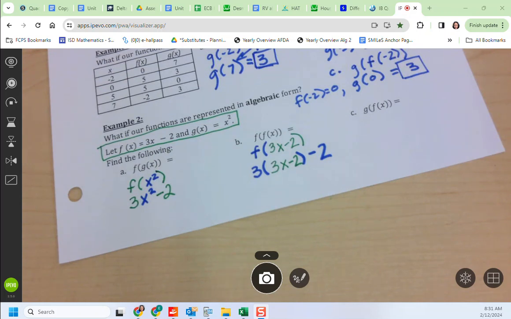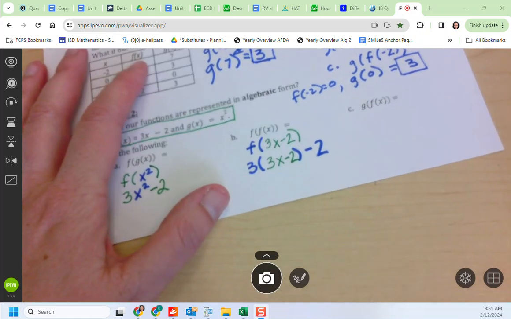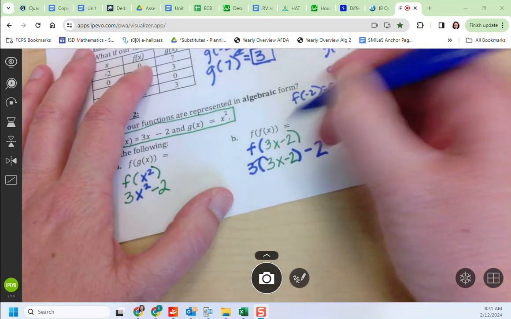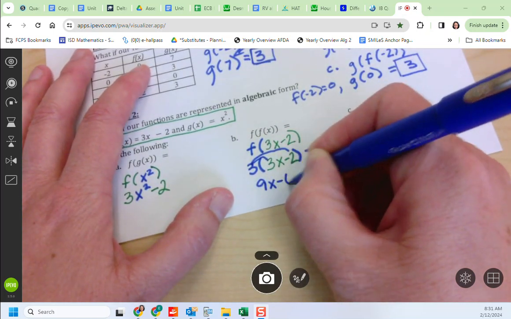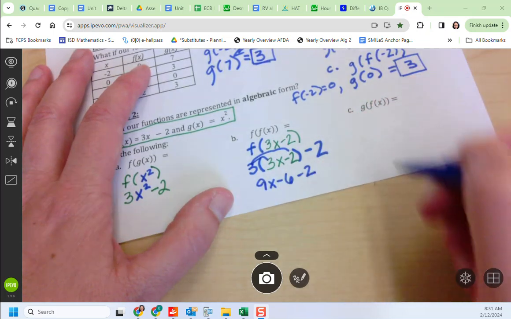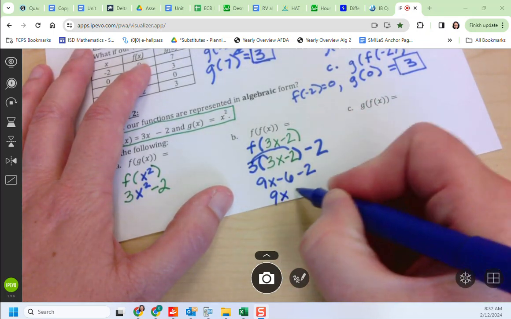The hard part is not simplifying. The hard part is setting it up. The hard part is knowing that's what it's going to look like. Okay? You guys can simplify this pretty easily now. You're going to multiply the 3 times the 3x minus 2 to get 9x minus 6. And then minus 2. And combine like terms to get 9x minus 8.